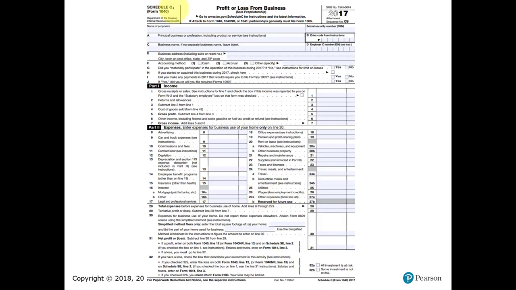Here's a Schedule C that the independent contractor would have to fill out. And here would be the income, and they get to minus out all of these deductions off the top to leave a profit. And this is the profit that would be reported on the 1040 form.